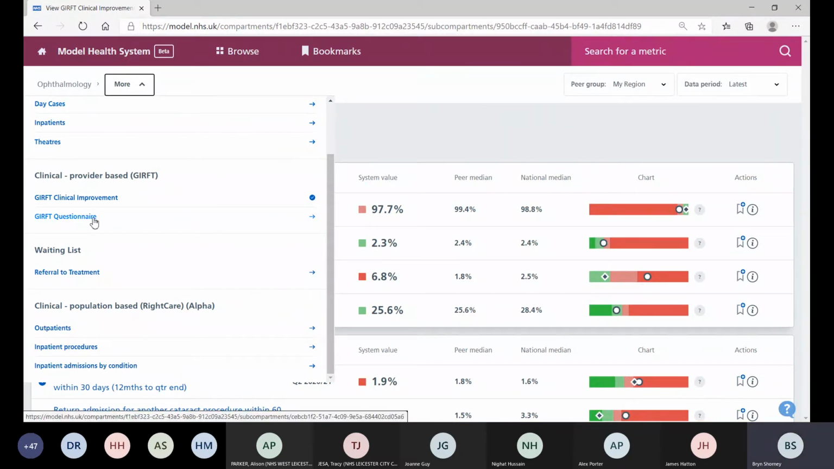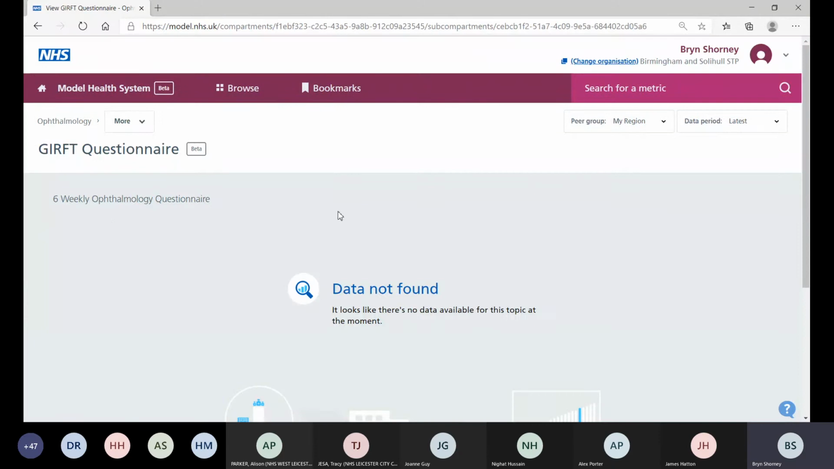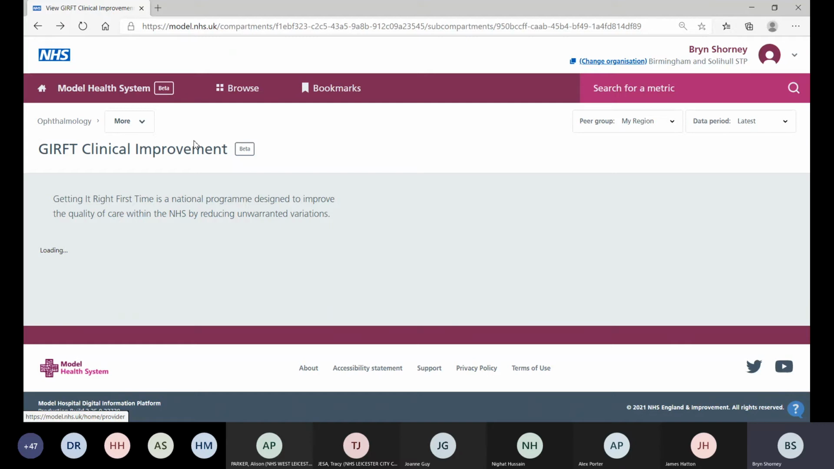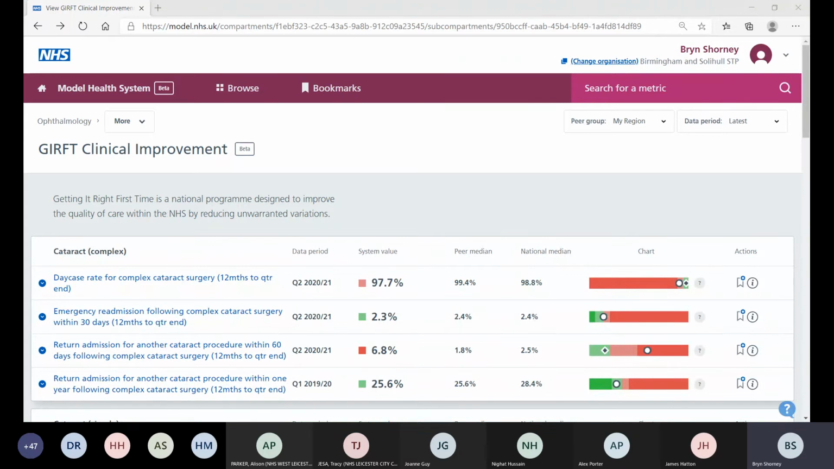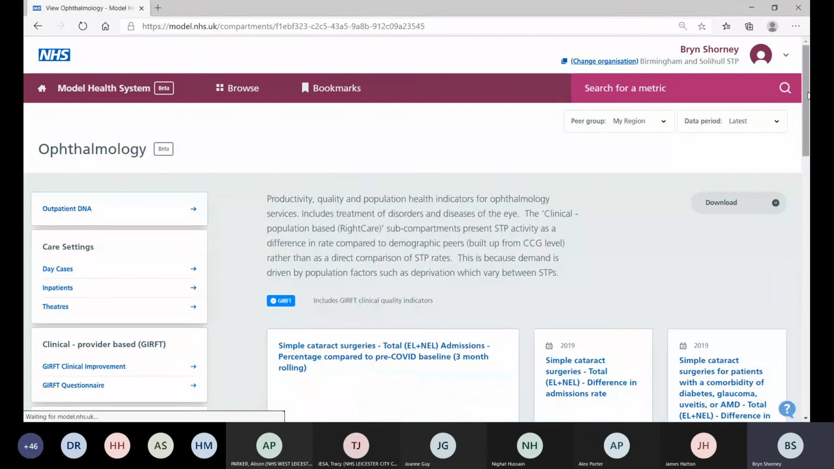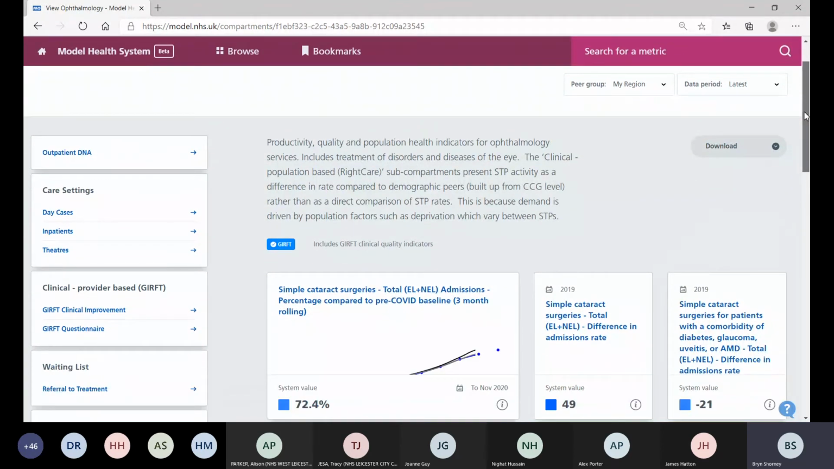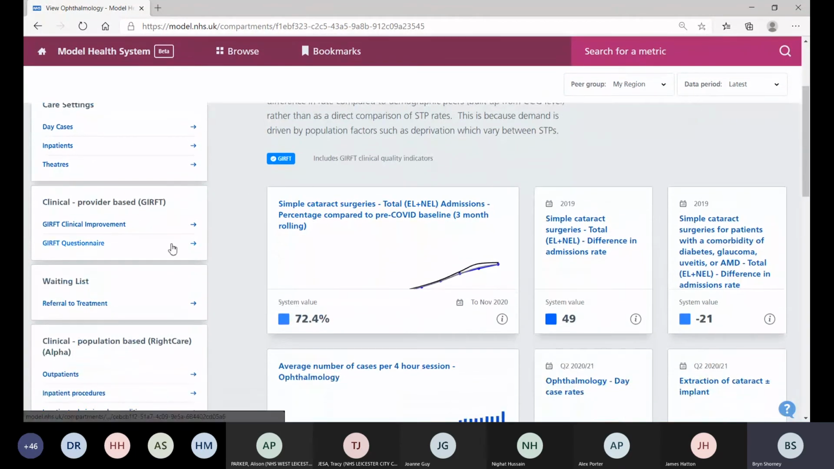I'll take silence as no, and then just to highlight another bit. That section that I was going to highlight is only available to view for a number of systems that have actually filled in that GIRFT questionnaire. GIRFT did send out a questionnaire, and it was obviously voluntary, but for those providers that did fill that in, we've got that information within that subcompartment as well.